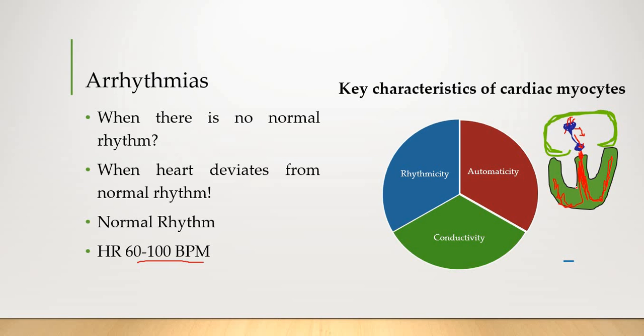How does it happen? Once we talk about automaticity, it means that there is spontaneous generation of currents from the SA node. This is the SA node. And once we talk about conductivity, it means that the impulses travel down through the atrioventricular node, going down to the bundle of His and Purkinje fibers.